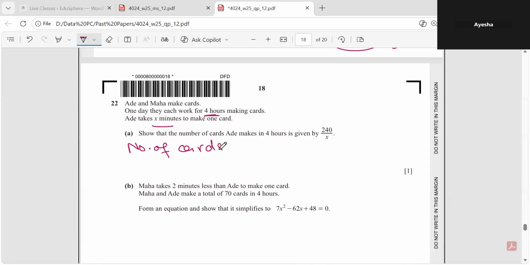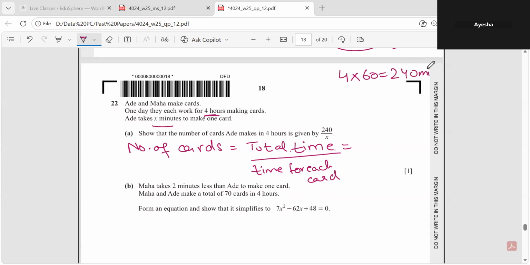We have to show that the number of cards she makes in 4 hours is given by this much. So the total time should be divided by the time for making each card. 4 hours means 4 times 60, which is 240 minutes. She's taking x minutes for one card, so 240 minutes is the total time, and one card is for x, so it will be 240 by x.